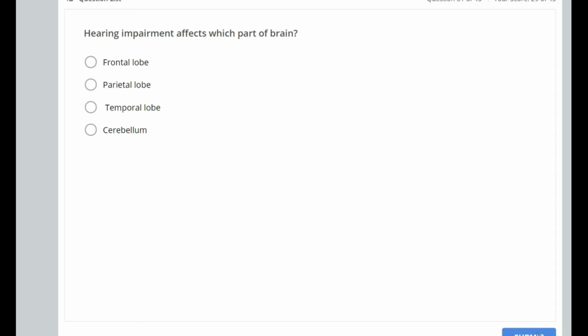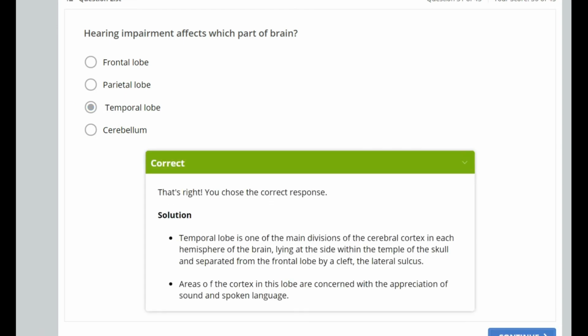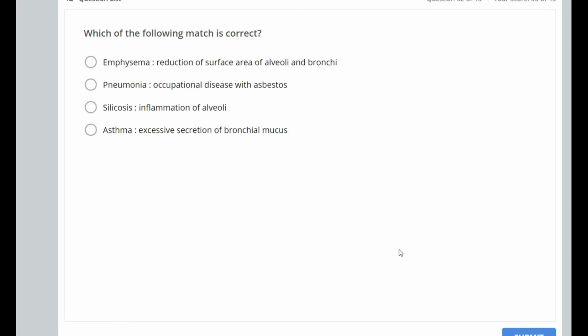Hearing impairment affects which part of the brain? Is it frontal lobe, parietal lobe, temporal lobe, or cerebellum? For the 31st question, option C, temporal lobe is the right answer. Which of the following matches is correct? Emphysema, reduction of surface area of alveoli and bronchi. Pneumonia, occupational disease with asbestos. Silicosis, inflammation of alveoli. Fourth option, asthma, excessive secretion of bronchial mucus. Which is the right answer? Option A is the right answer.